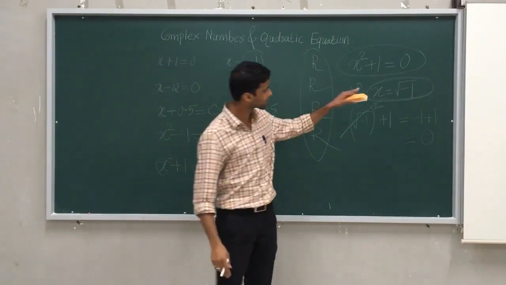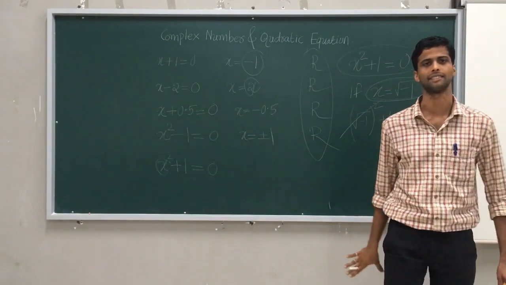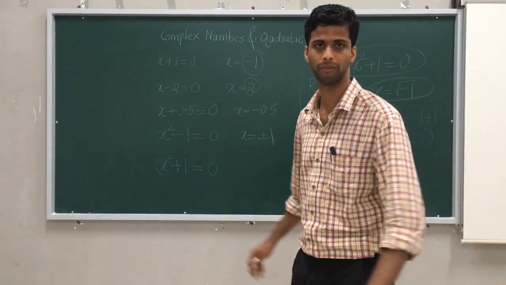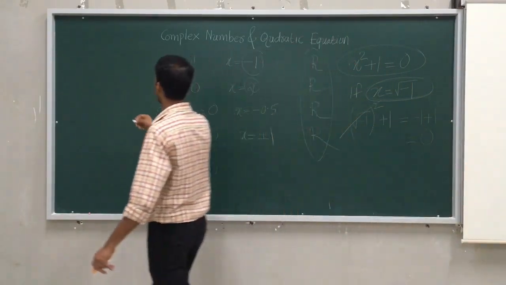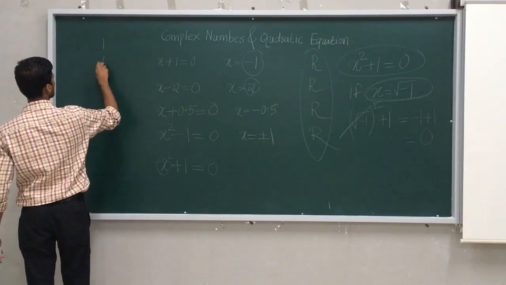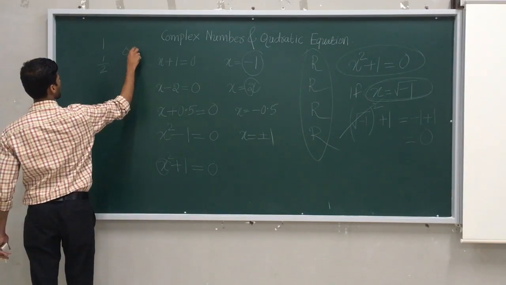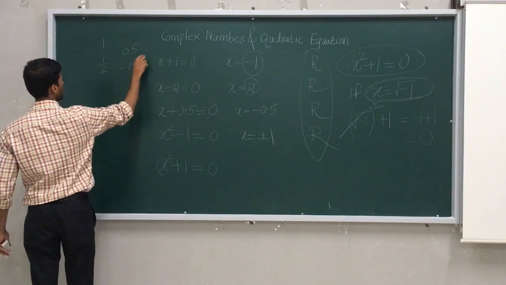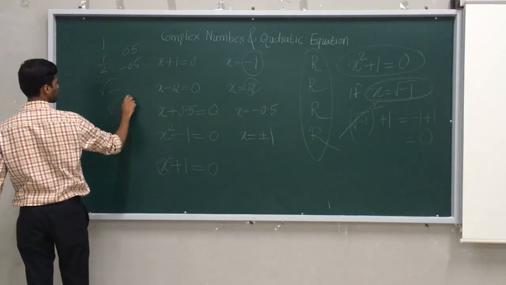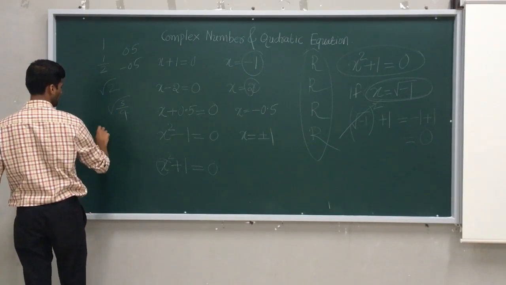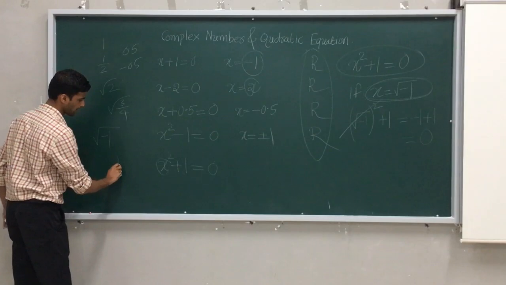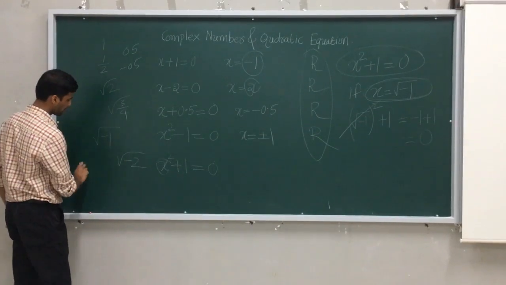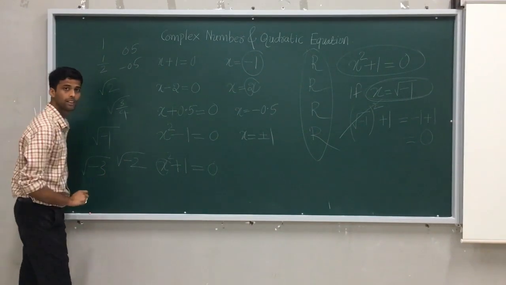Have you ever seen such a number in the real number category? That is my question. We all know 1, 1 by 2, 0.5, minus 0.5, root 2, root 3 by 4. But we don't know what is root of minus 1, root of minus 2, or root of minus 3.